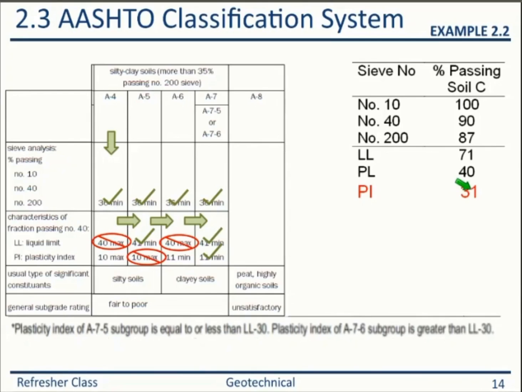Because PI of the soil is 31 and liquid limit minus 30 is 41. Therefore, PI of soil sample C is less than the value given by liquid limit minus 30. Therefore, soil sample C should be A-7-5. Plasticity index of A-7-5 subgroup is equal to or less than liquid limit minus 30, and we just did that. 31 is less than 41, therefore your soil sample is A-7-5.